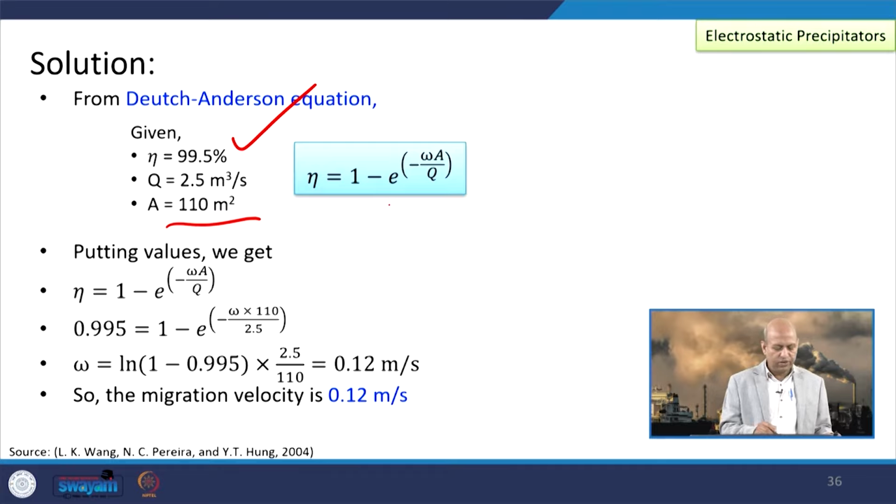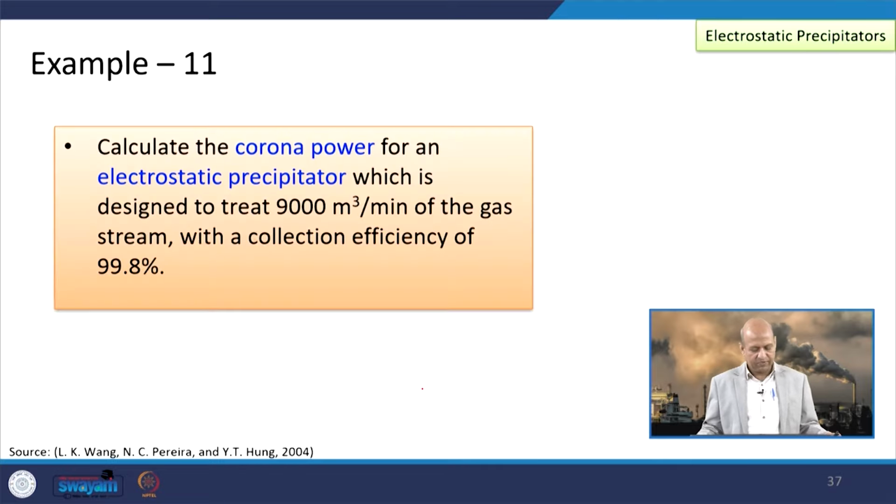So, we put those values, efficiency and this Q value, A value. So, we can calculate this migration velocity or drift velocity omega. So, omega is around 0.12 meter per second.